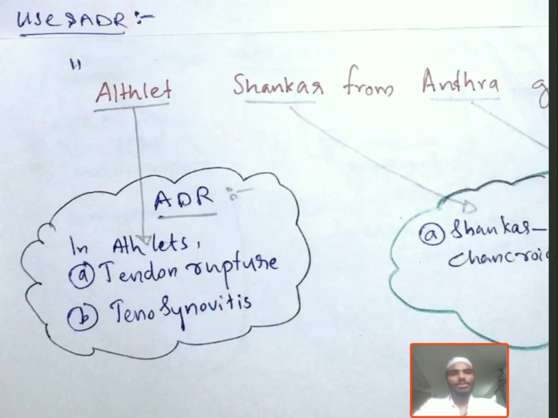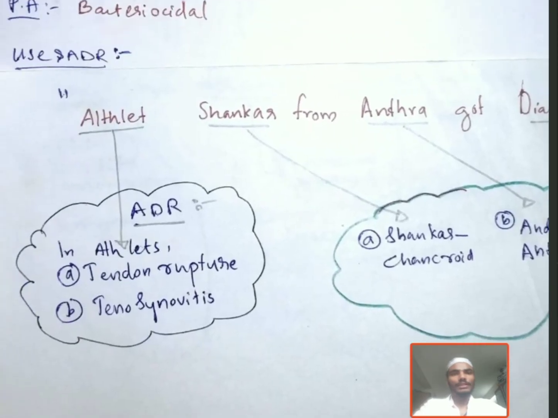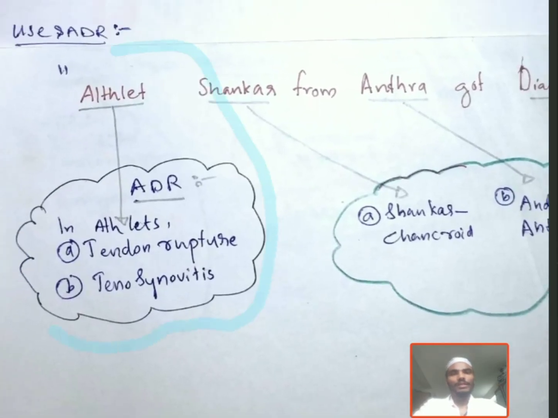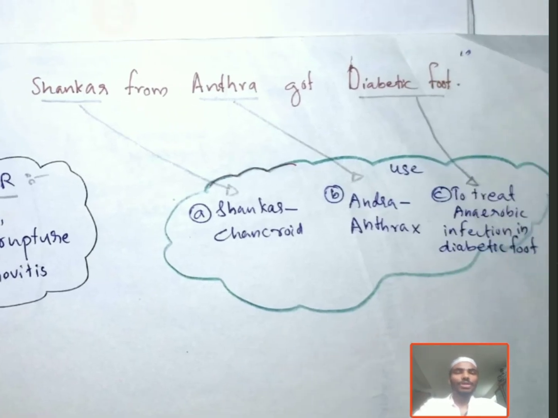In children also there will be weakening of the musculoskeletal system. So musculoskeletal adverse drug reaction is specific for the fluoroquinolone group of antimicrobials. Moving on to uses, there are 3 uses under this mnemonic: Shankar from Andhra got diabetic foot.